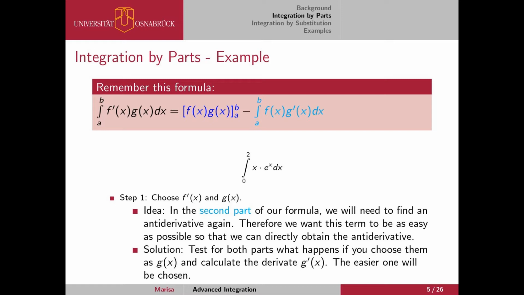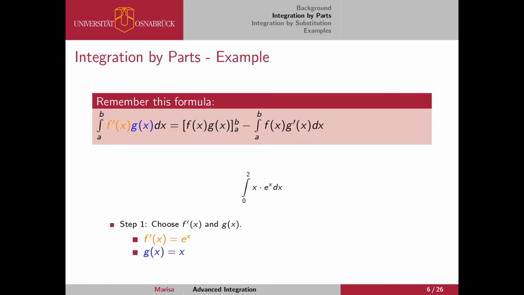The solution is therefore that we test for both functions in our task, so for x and for e to the power of x, what happens if we choose them as g of x. The one that has the easier derivative will then be chosen, because this means that the light blue integral will be easier to calculate. Let's do this for our example.